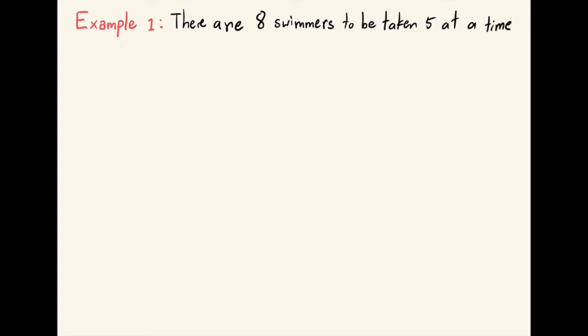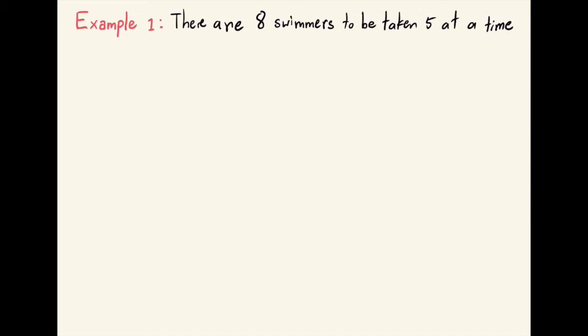So here is example one. There are 8 swimmers to be taken 5 at a time. So we see here 8 is the total number of items or things, and 5 represents the number of items or things being chosen at a time. So we can plug it in: 8 is the n variable and 5 is the r variable. We use the formula that Golf gave before.